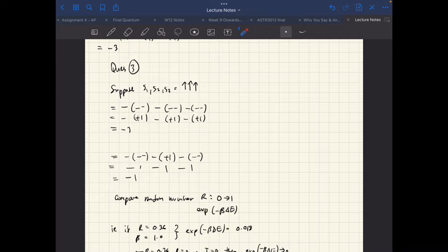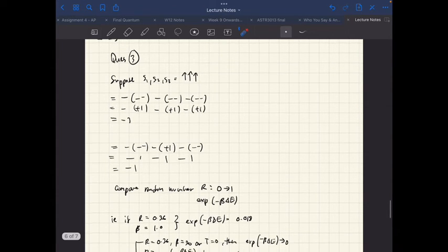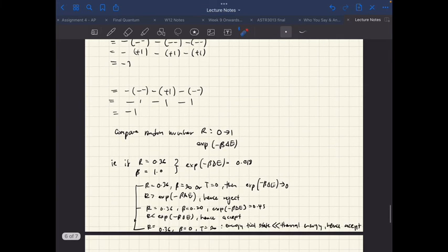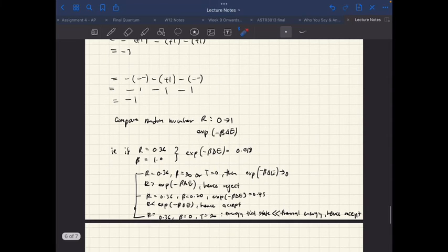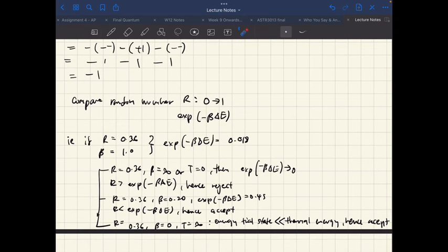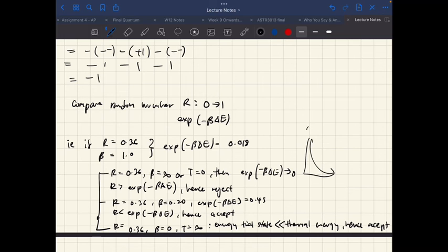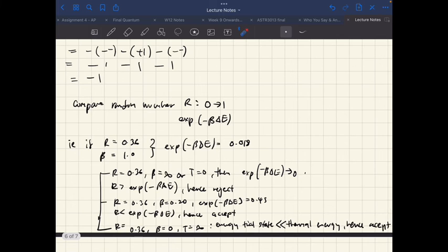So we can't really know. We don't necessarily reject it, but it may or may not be accepted. So what we do is compare the R value, the random number, with the energy here. If we have three separate situations: R is equal to 0.36 and beta is infinity, or T is 0, we always reject it, because if beta is super high, the exponential is going to be low and R is always going to be greater. So we reject it.